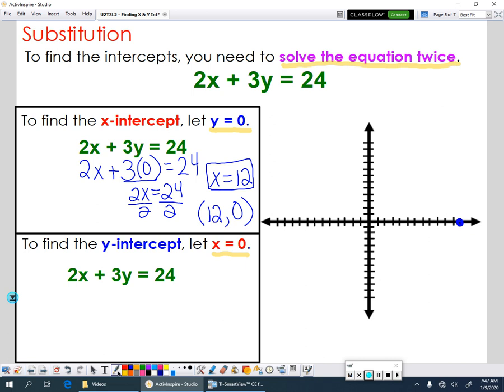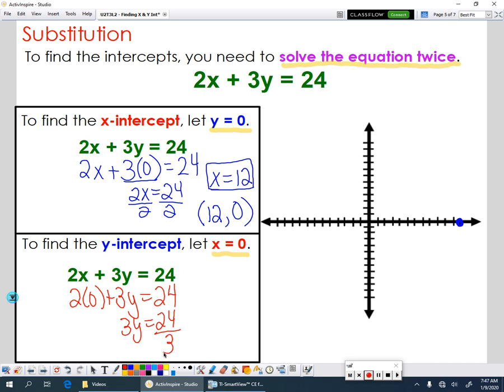Now this time we're going to do the exact same thing, but to find our y-intercept, we're going to put in the 0 for x. So we'll put in a 0 here. Again, anything times 0 is 0, so we'll end up with 3y equals 24.